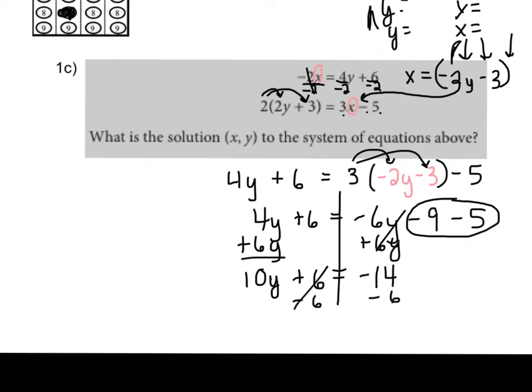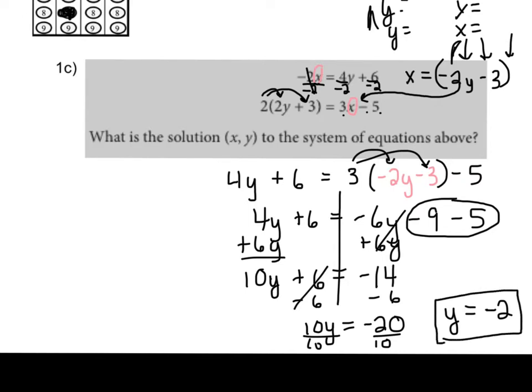Next, let's get rid of the 6. So 10y equals negative 20. Divide by 10, and y equals negative 2. So I know this question isn't multiple choice, and you would not have a grid-in answer with negative 2 as part of an answer. So I believe this type of question would be a multiple choice.